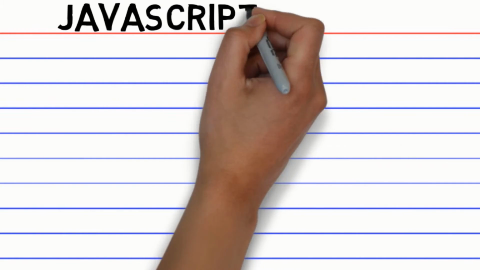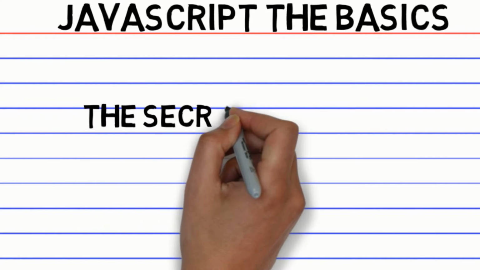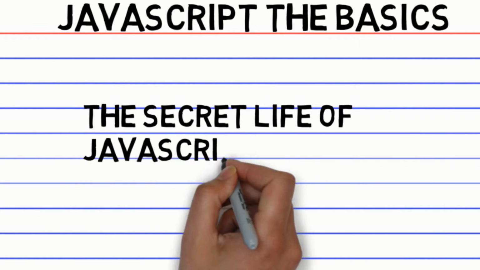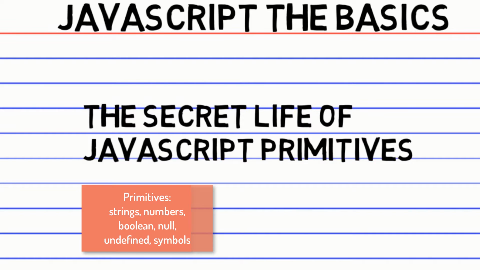In this lesson of JavaScript the Basics, we're going to look at what happens when JavaScript primitives act like objects, or as Angus Kroll says, the secret world of JavaScript primitives. Remember when we talked about JavaScript being made of primitives and objects? Primitives are strings, numbers, booleans, null, undefined, and with ES6, symbols. And everything else in JavaScript are objects.